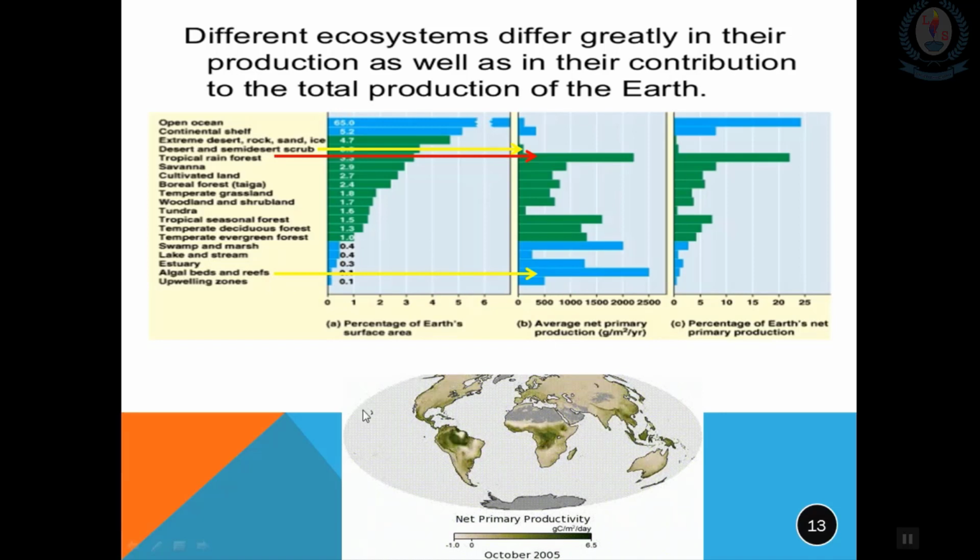At the bottom here, you have a representation of how the net primary productivity changes on a shorter time scale in a dynamic map. Here we can see seasonal and year-to-year variations in net primary productivity of terrestrial ecosystems across the globe.